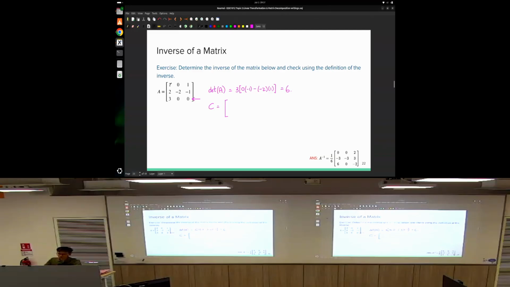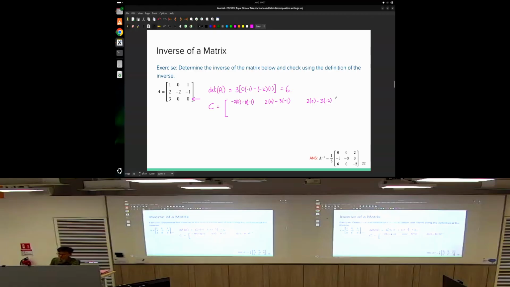So for this element 1 here, you block it. Then you notice that it must be minus 2 times 0 minus 0 times minus 1, which is just 0. So maybe just for clarity, I'll write out everything. So minus 2 times 0 minus 0 times minus 1. Then the second element on the first row, also visually block out, and then 2 times 0 minus 3 times minus 1.